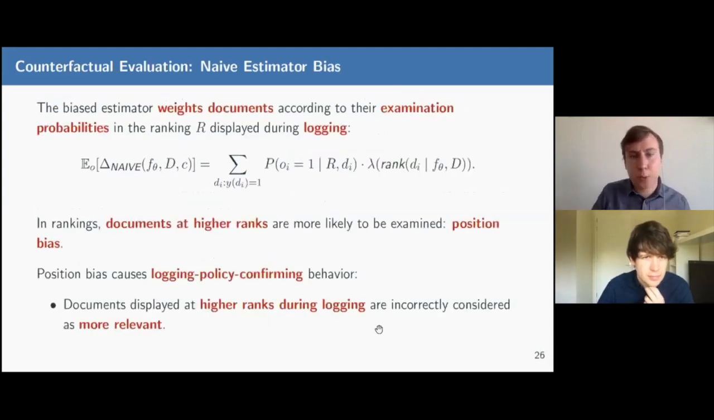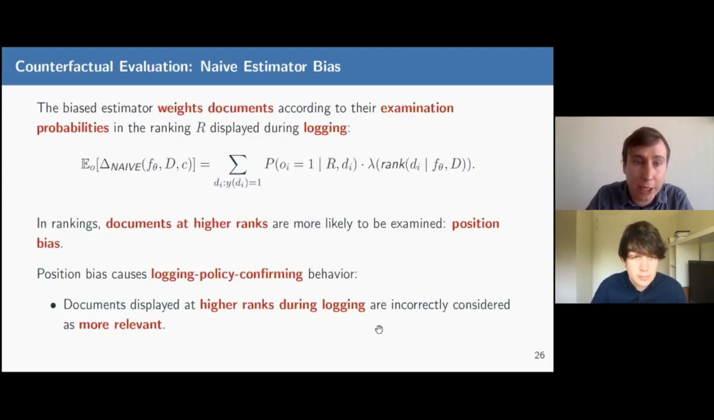So yeah, moving on, what does this intuitively mean, really? So this estimator is biased, and what it's intuitively doing is weighing documents according to their examination probability in the ranking R displayed during logging. So again, repeating this formula, in expectation, this estimator is going to give us the thing that we're interested in, but multiplied by this examination probability, this extra sort of weight factor, if you will.